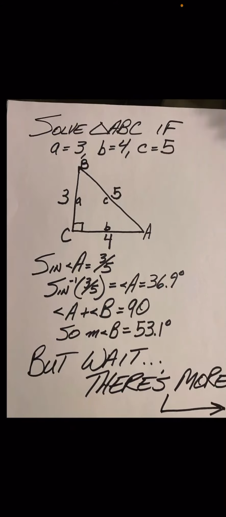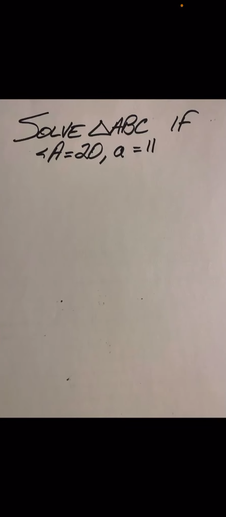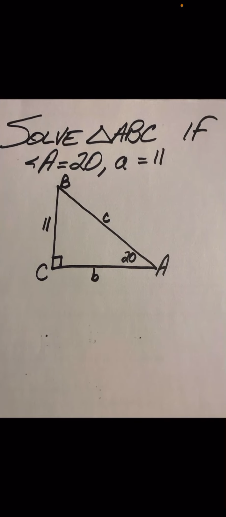But wait, there's more. Okay, so let's do another problem, but this time I'm going to give you an angle. So let's say I wanted to solve triangle ABC if angle A is 20 and little a is 11. So here goes my triangle. I just drew triangle ABC.